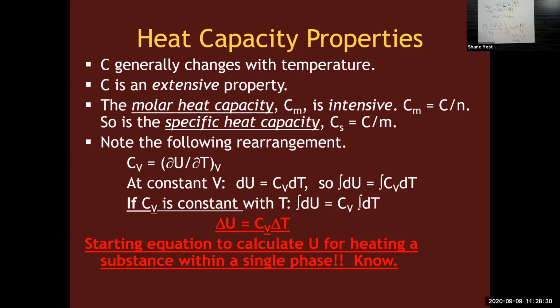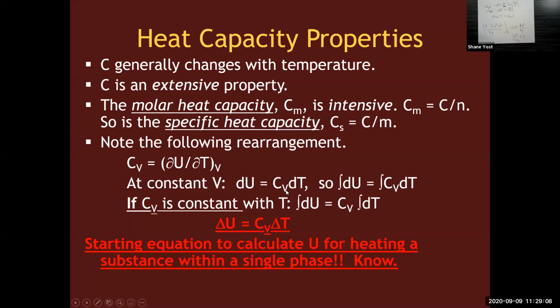Things like specific heat capacity and molar heat capacities are intensive. That's because you can get an intensive quantity by taking the ratio of two extensive quantities. Number of moles is extensive, heat capacity itself is extensive. Take the ratio of those two things, you get an intensive quantity. And again, we presented that this heat capacity at constant volume is related to the derivative of U with respect to temperature.